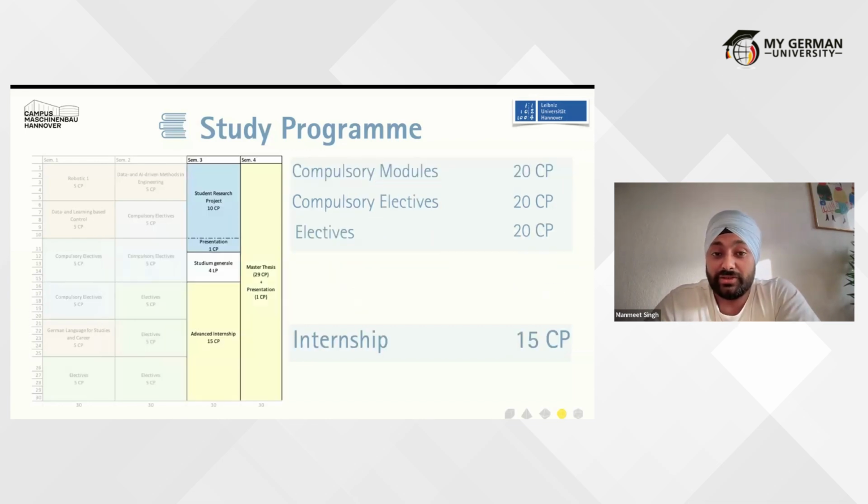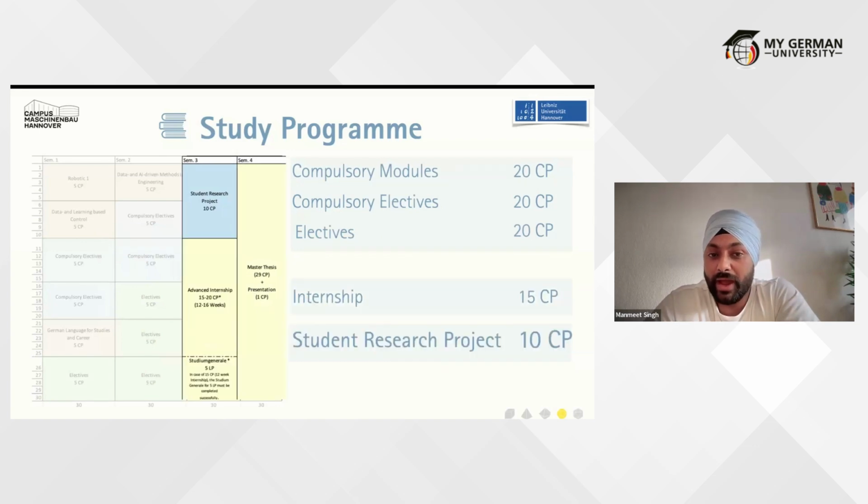So moving to the 3rd and 4th semester, we have internship, and then we have student research project for 10 credit points. In internship, you have an option: either you can do it for 12 weeks or you do it for 16 weeks. If you are doing a 12 weeks internship, then there is an option to do the Studium Generale for 5 credit points. This is a very unique module which we have at the Leibniz University.